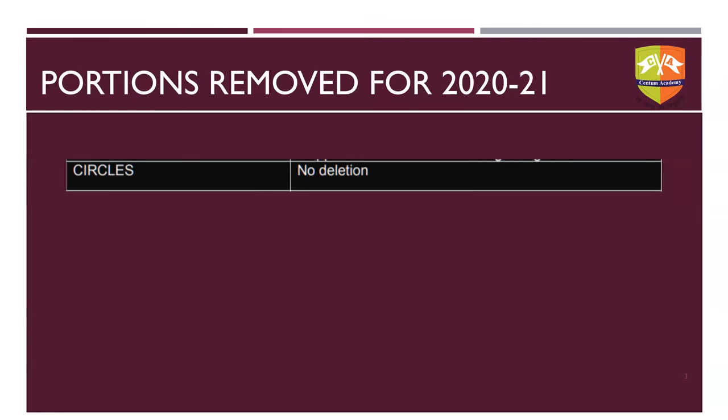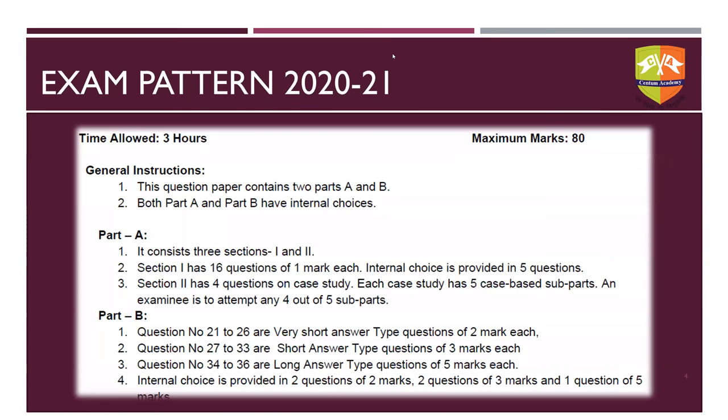Now again, the ritual is to go through the structure of the exam. There are 2 parts, A and B, 32 plus 48 is the breakup. 32 is 16 plus 16: 16 one-markers, and 4 case studies with 5 questions each, but you have to answer only 4 of them. So 16 plus 16, 32. And then there are 6 two-markers, 7 three-markers, and 3 five-markers. So this is the breakup.